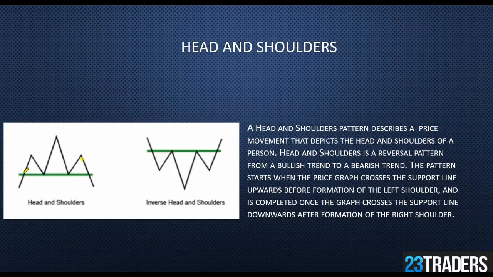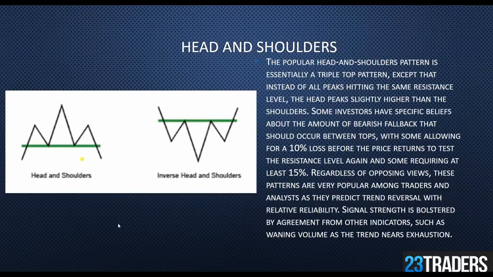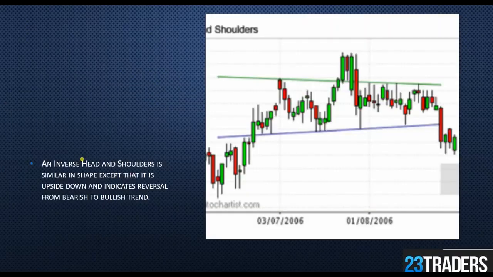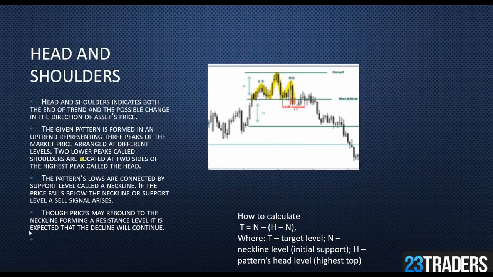I don't know what's wrong with the system here, but it just doesn't seem to want to turn off my markers. The popular head and shoulders pattern is essentially a triple top, except that all of the peaks hitting the same resistance level, the head peaks slightly higher than the shoulders. Some investors have specific beliefs about the amount of the bearish pullback that should occur between the tops and the bottoms. An inverse head and shoulders is similar to that, except it's in the reverse.